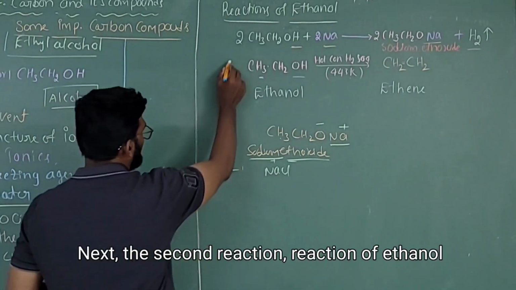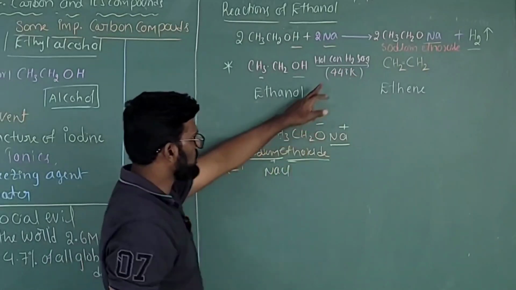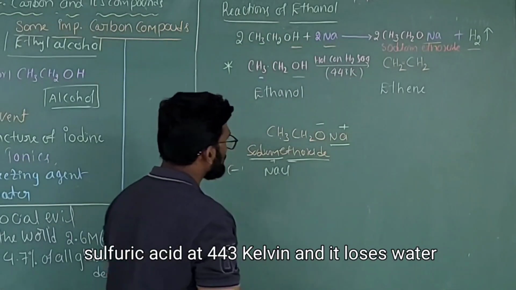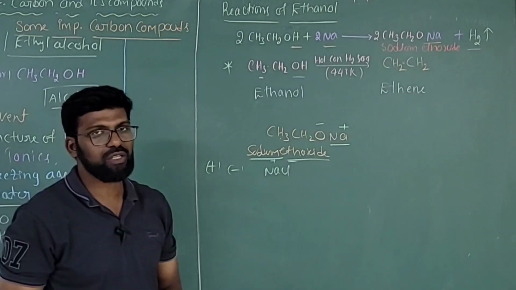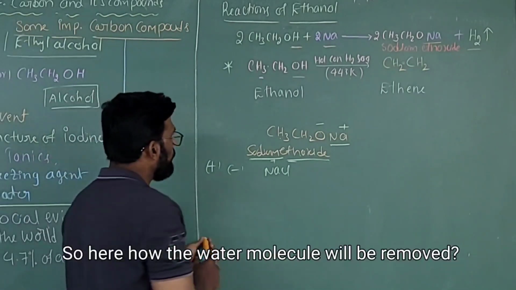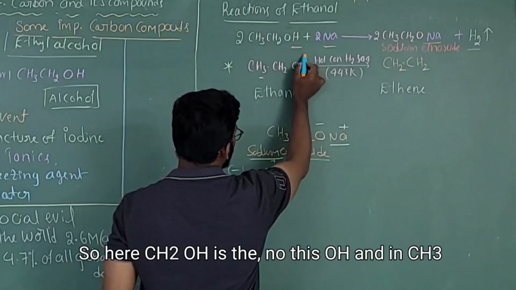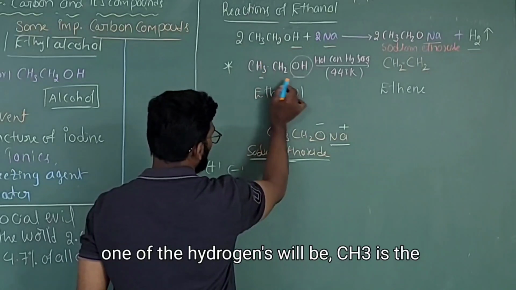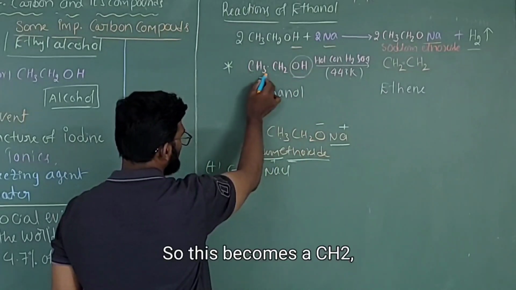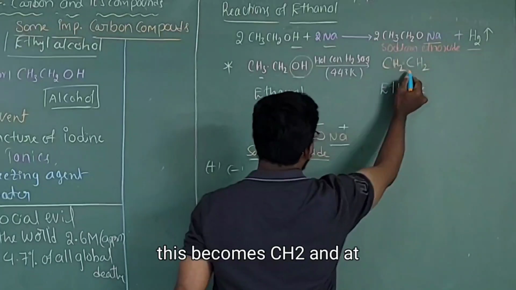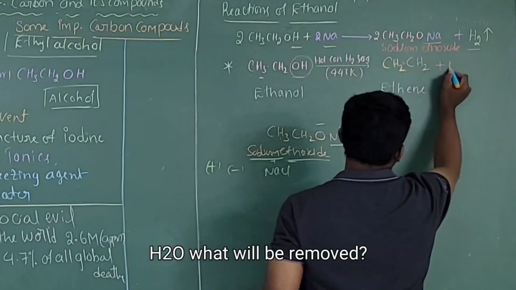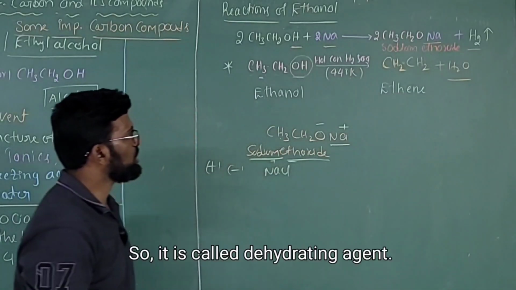Next, the second reaction of ethanol is with concentrated sulfuric acid at a temperature of 443 Kelvin. When ethanol is heated with concentrated sulfuric acid at 443 Kelvin, it loses a water molecule. Concentrated sulfuric acid is a dehydrating agent. Dehydrating agent means it removes water from compounds. So how will the water molecule be removed? Here CH2OH is there, no? This OH, and in CH3 one of the hydrogens will be removed. If we remove one hydrogen from this carbon and OH from the second carbon, what do we get? Here one hydrogen is removed, so this becomes CH2, and at the second carbon we have removed OH, so this also becomes CH2, plus H2O. Water will be removed. So it is called a dehydrating agent.